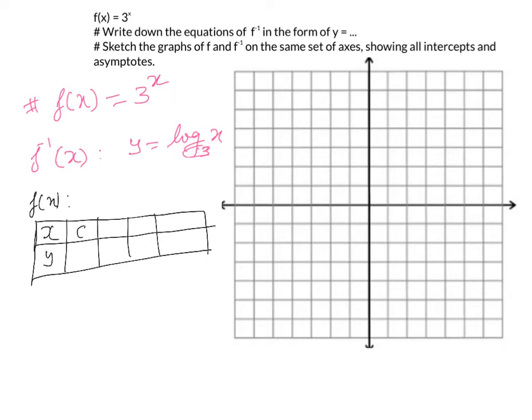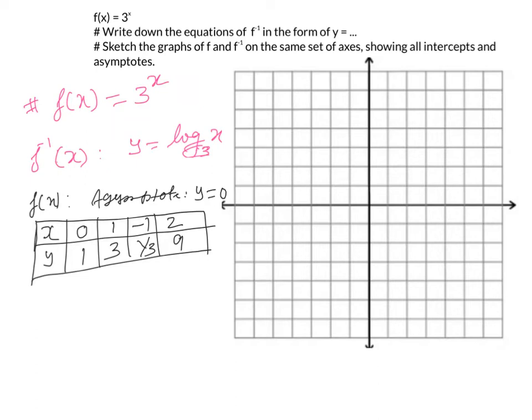I put x is equal to 0, that is 3 to the power of 0, which is 1. When x is equal to 1, that becomes 3. When it's negative 1, it is 1 over 3. When it is 2, it is 3 squared, which is equal to 9. So I plot these points, and we know the asymptote is going to be y is equal to 0. Therefore, I write y is equal to 0.